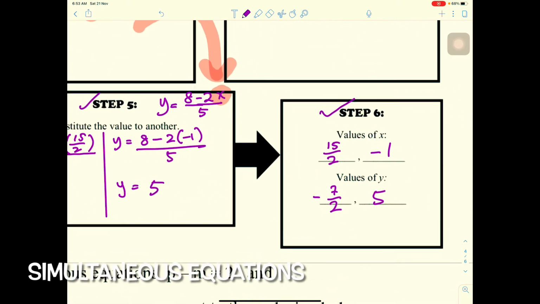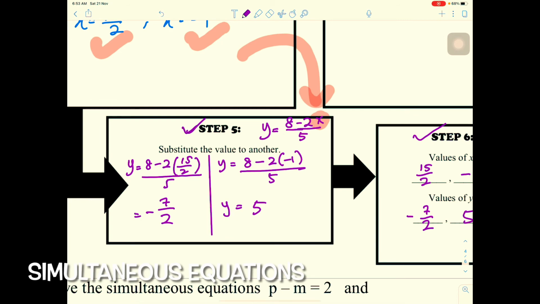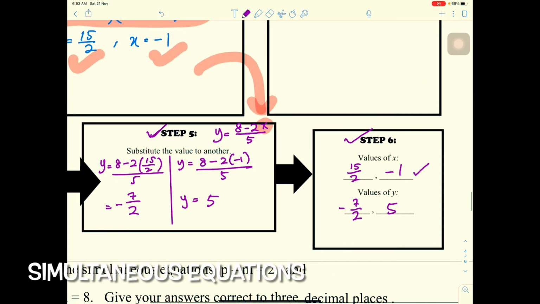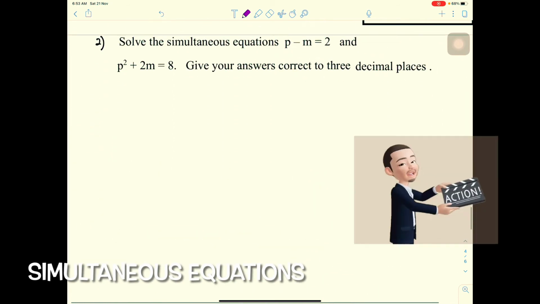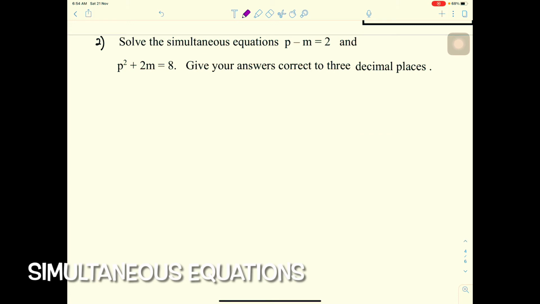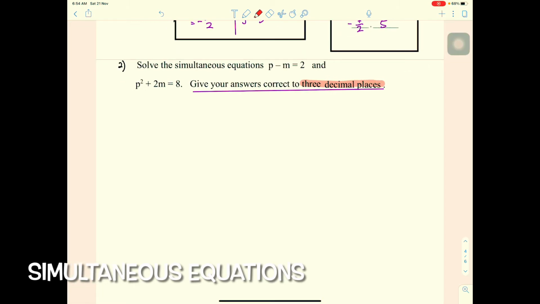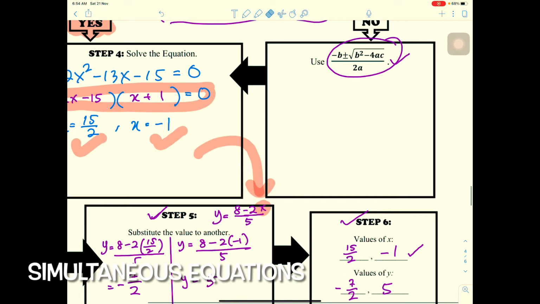Please take note, sometimes a student only finds or solves the value of x, and does not continue with step 5, substituting the value into the other equation. Now let's continue with the second example. The question asks you to give your answer correct to 3 decimal places. From here the question hints that you should use the formula. This is the quadratic formula.